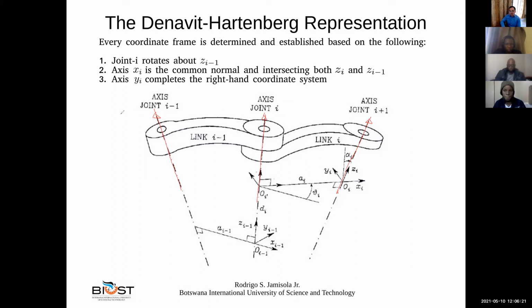Okay, it's still correct that all this rotates about the z-axis. My mistake is that this is joint i and rotates about z i minus 1. So this should be z i minus 1, sorry. That's my mistake. So if this is joint i minus 1, it will rotate about z i minus 2.